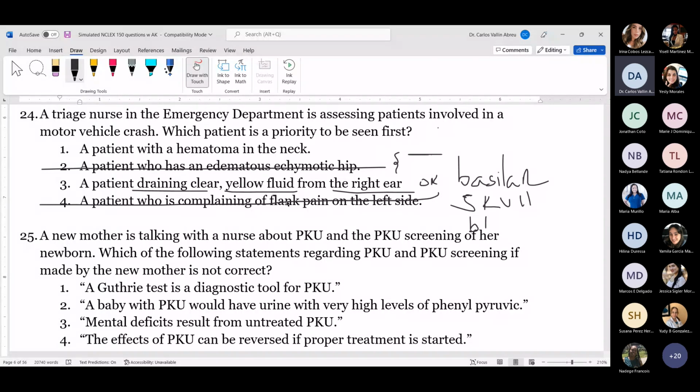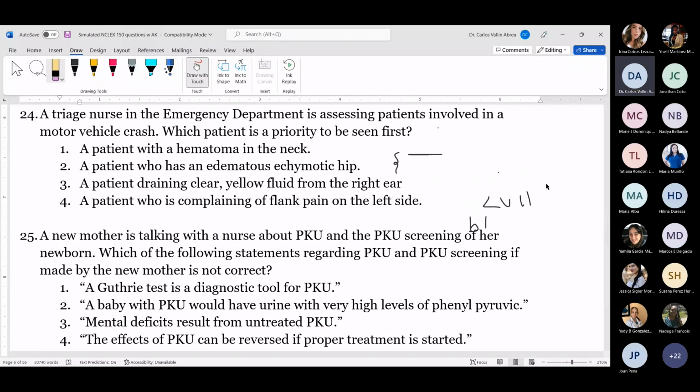Okay, so we discussed option 3. Let's go to the people that think option 1. Why do you think that a patient polytraumatized with a hematoma in the neck could be a priority? Airway. Okay, I like it. Okay, what do we have in the neck?